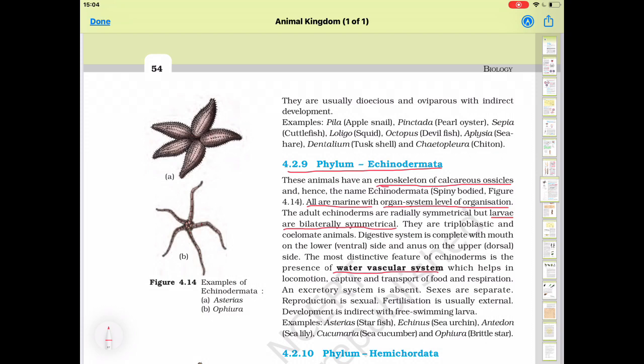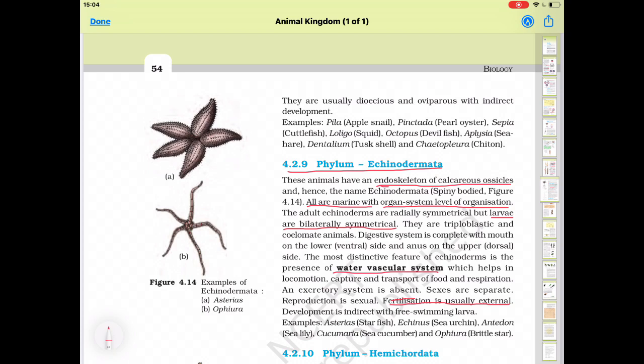Excretory system is absent. Sexes are separate, that is, male and female are separate. Reproduction is by sexual means. Fertilization is usually external, that is, outside the female body. Development is indirect with free swimming larva, that is, a larval stage is present, which is completely different from the adult one. Examples are asterias, echinus, cucumaria. Learn at least two examples.